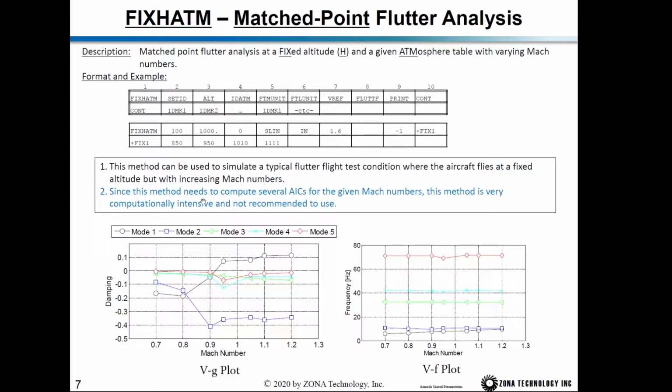Since this method needs to compute several AICs for the given Mach numbers, this method is very computationally intensive. So it needs to compute AIC at many Mach numbers.